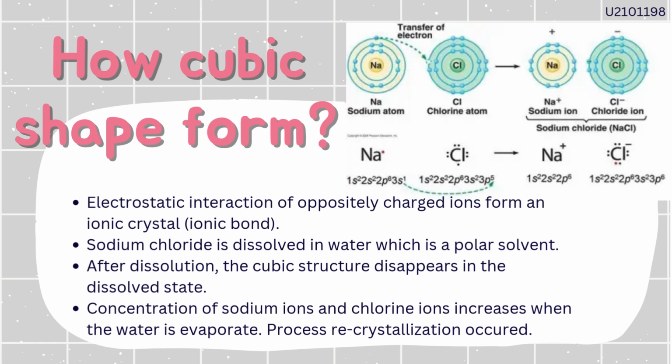During the recrystallization, the sodium ions and chlorine ions will reorganize into the same cubic crystal structure because of their regular ionic arrangement and the energetic preference for this geometry. So, while sodium chloride dissolves in water as individual ions, the cubic shape reappears when the solution is evaporated and crystallized. That's how the cubic shape forms.